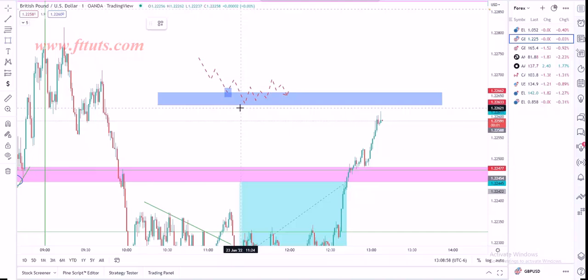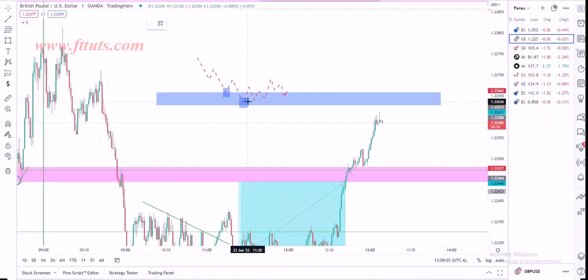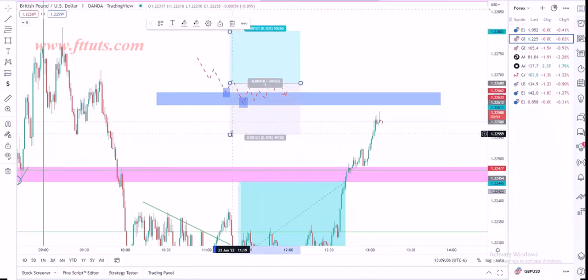The second is when price pushes deeper into the key area and then gives you a valid entry point, okay? So let's say that you get in here.